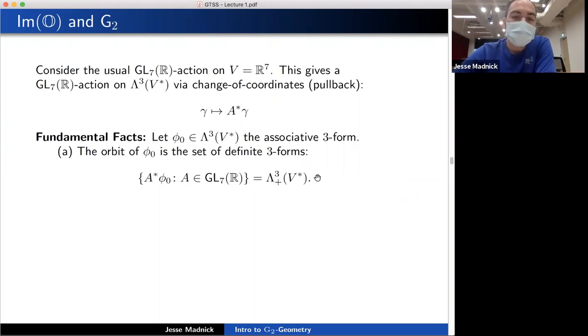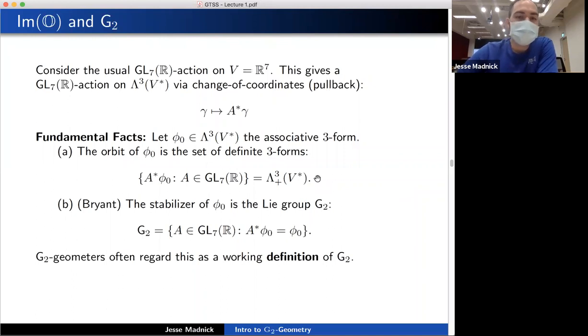This being an orbit of a group, you can think of it as a homogeneous space, GL7R mod some stabilizer. What is the stabilizer? The stabilizer is in fact exactly G2. So this set of definite three-forms is really isomorphic to GL7R mod G2. And as far as G2 geometry is concerned, this is, for practical purposes, maybe the most useful definition, if you like, of G2.